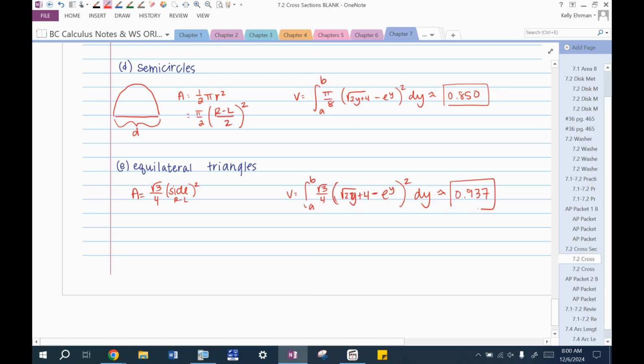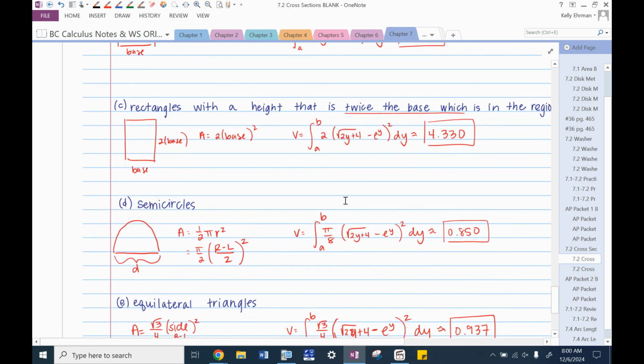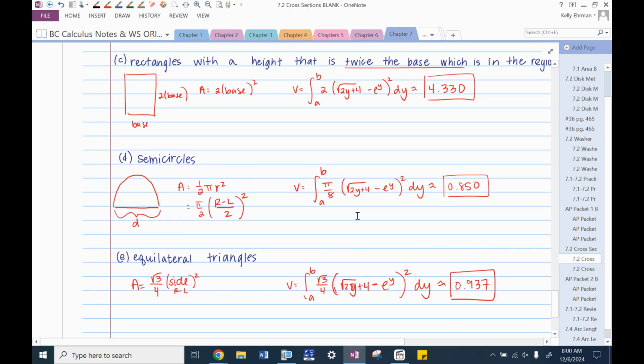All right, so hopefully this gives you an abundance of practice. I really can't think of any other shapes that we tend to fill our spaces with, any other cross sections. So if you are good on these, then you should be in pretty good shape. Next thing we do is practice some AP problems.